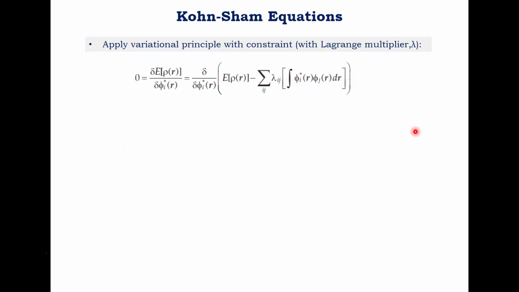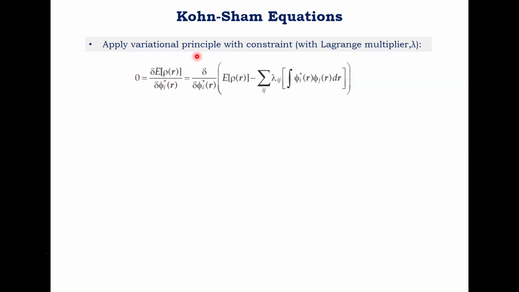If you have learned classical mechanics, there is a procedure for constraint minimization, which is called the Lagrange multiplier method. So this can be done using the Lagrange multiplier method, because here the number of particles is fixed. The lambdas are basically the Lagrange multipliers. By the variational principle, the change in energy with respect to the orbitals is equal to 0. That is the variational principle.